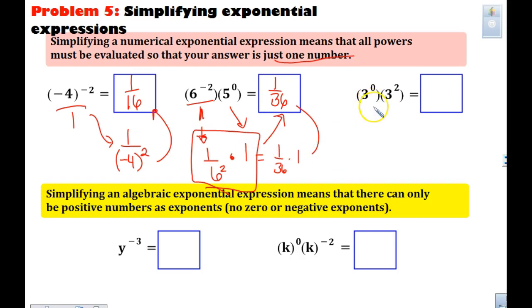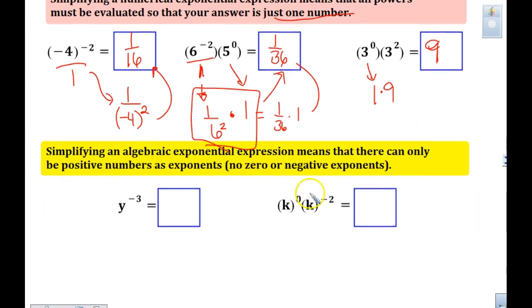So this next one, Jacqueline, we're looking at 3 to the 0, which is equal to 1, times, Julia, 3 to the second, 9. And my answer, 1 times 9, would give us just 9 for an answer. When you simplify with exponents and you have expressions, you can only have positive numbers as exponents. No zeros, no negative exponents. So on our quiz and test later, you will need to make sure yours are always having a positive exponent.